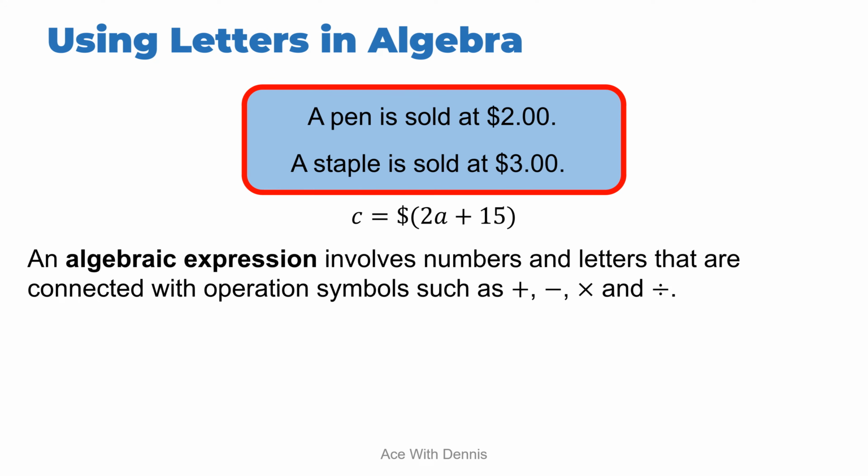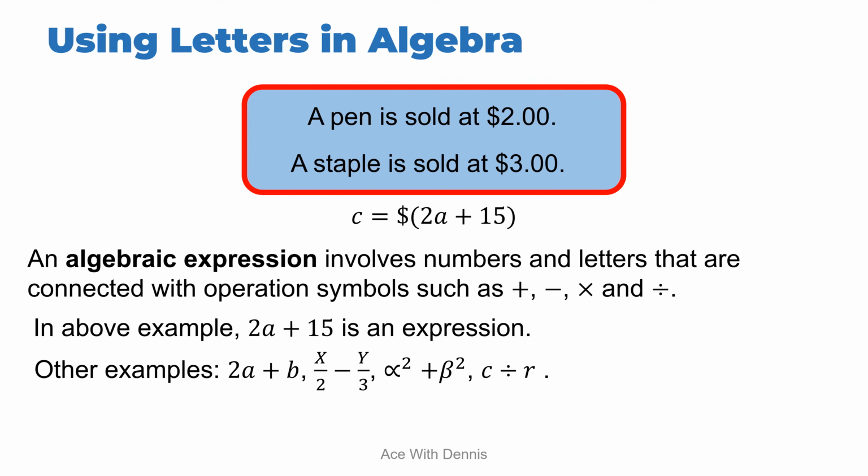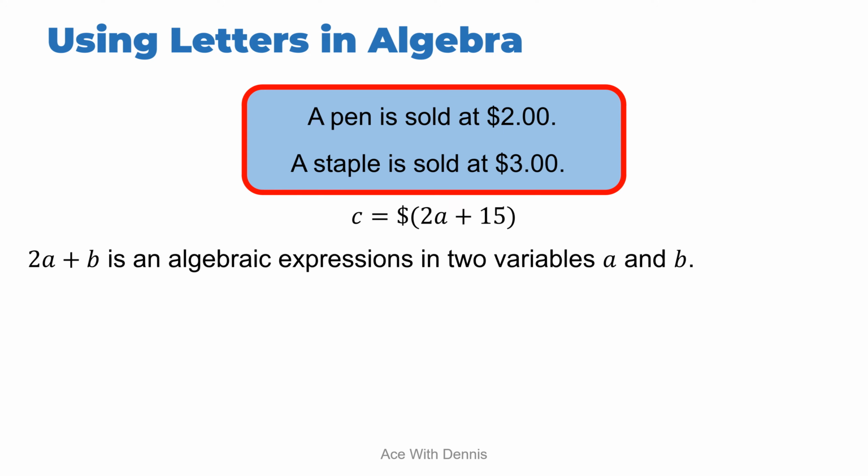An algebraic expression involves numbers and letters that are connected with operation symbols such as plus, minus, times, and divide. In the above example, 2a plus 15 is an expression. Other examples are 2a plus b, x over 2 minus y over 3, alpha squared plus beta squared, c divided by r. 2a plus b is an algebraic expression in two variables a and b.